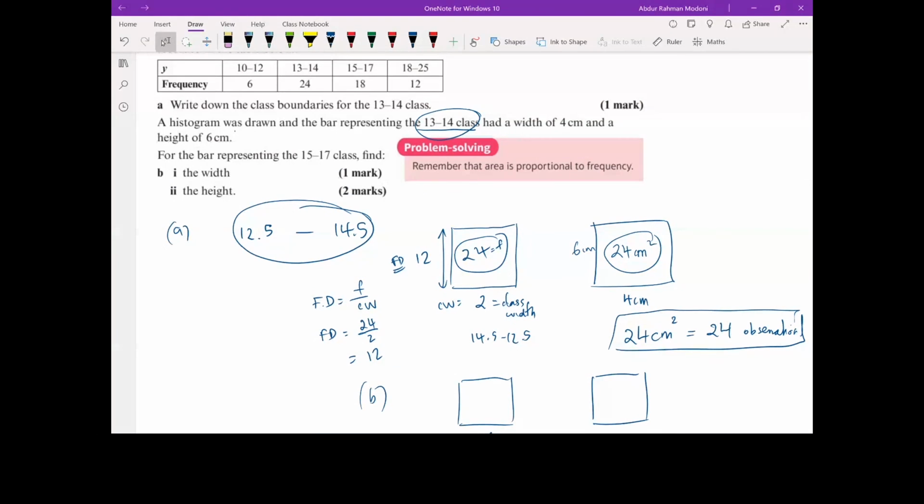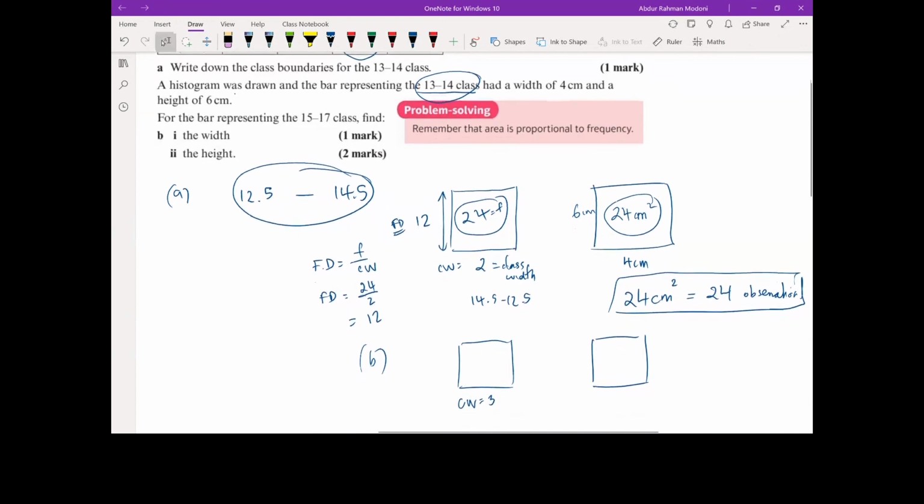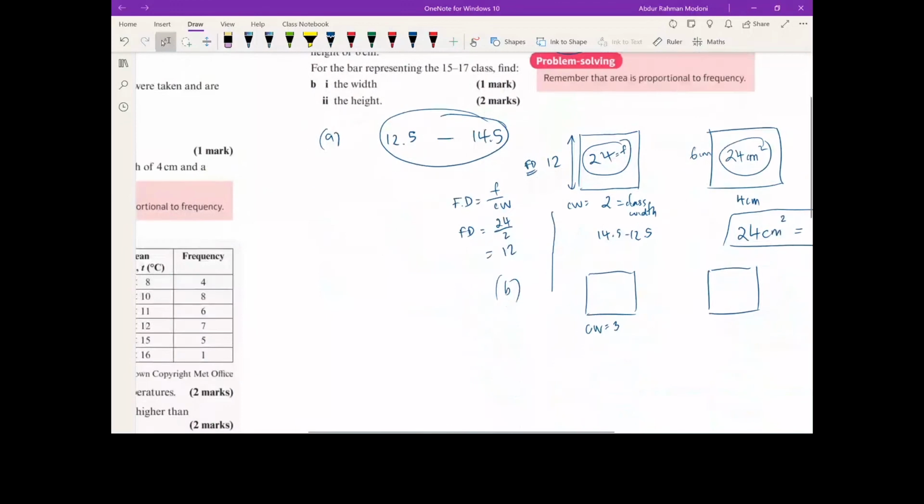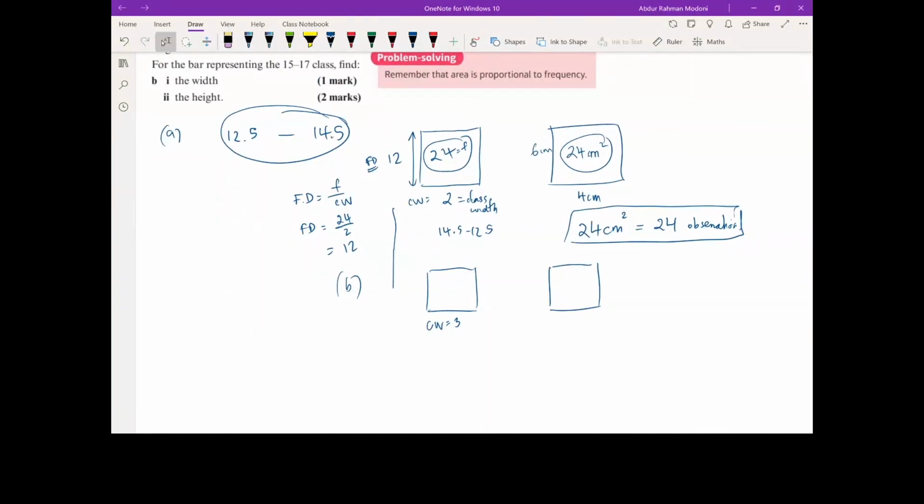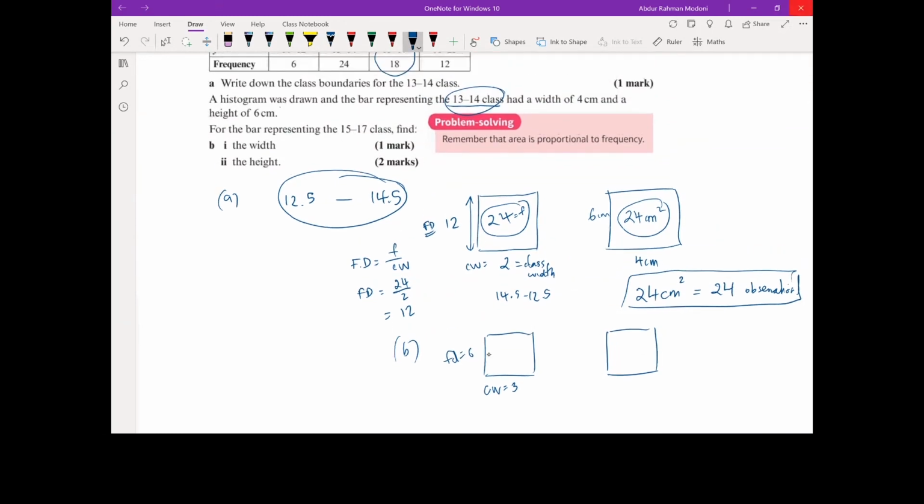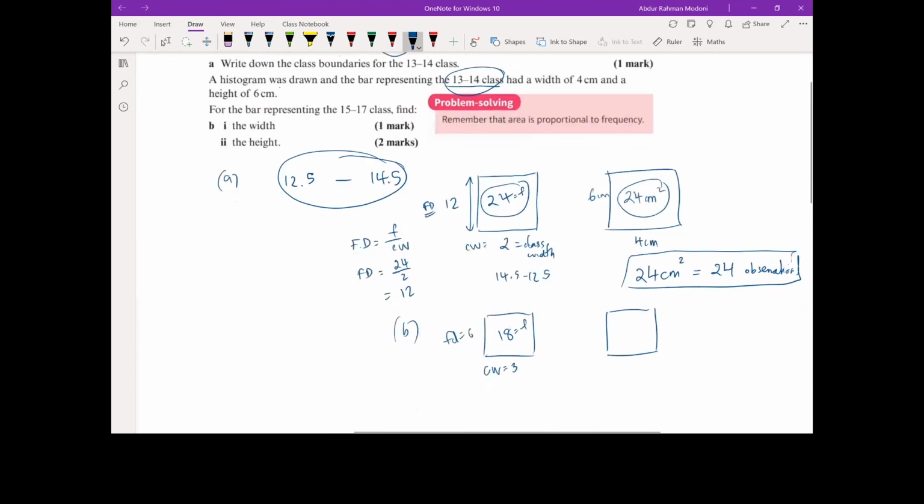What is the frequency density? Well, we can work it out from here. It's the frequency divided by the class width. So it's 18 divided by the class width, which is 14.5 to 17.5, which is 3. So 18 divided by 3 is 6. So the frequency density we can write down here is 6. So what is the area of that? Well, 6 times 3 is 18, which is equal to the frequency as we expect.